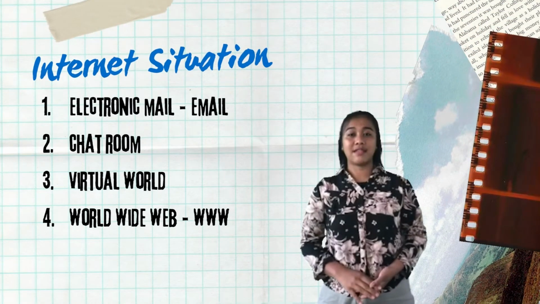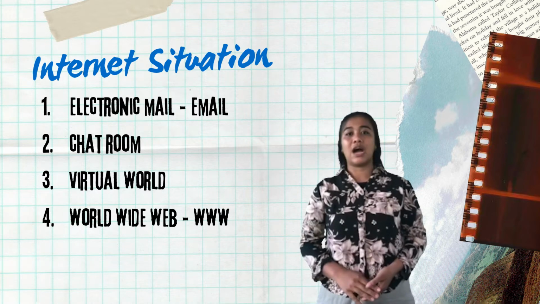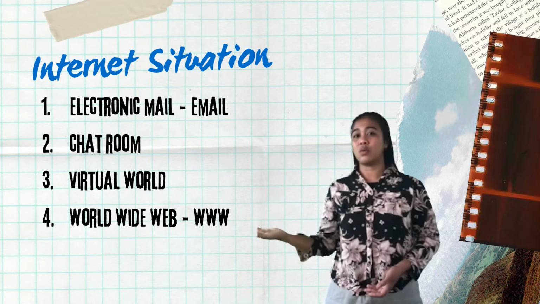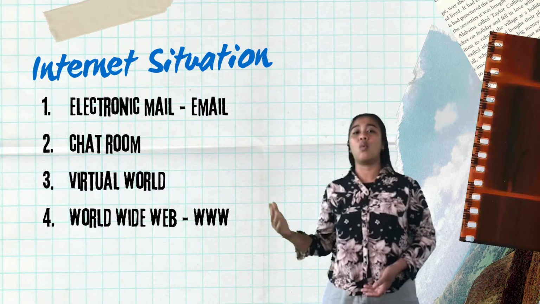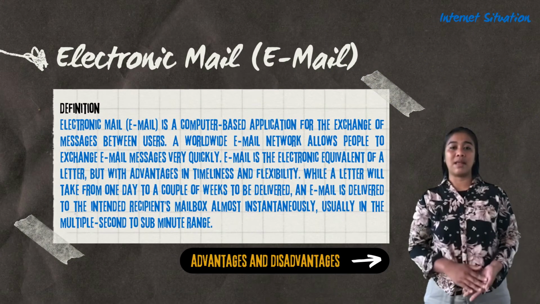Alright, the next topic is about internet situation. Internet situation is divided into four parts. There are electronic mail or email, chat room, virtual world, and WWW or World Wide Web. First is about electronic mail or email.